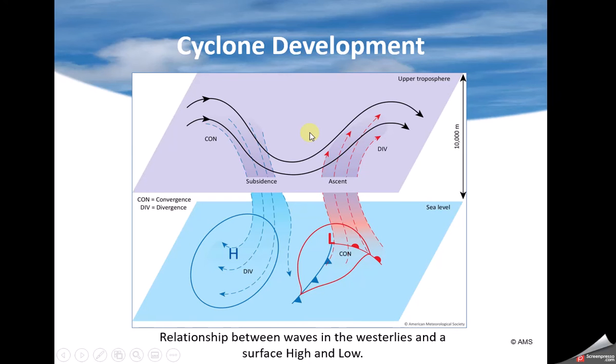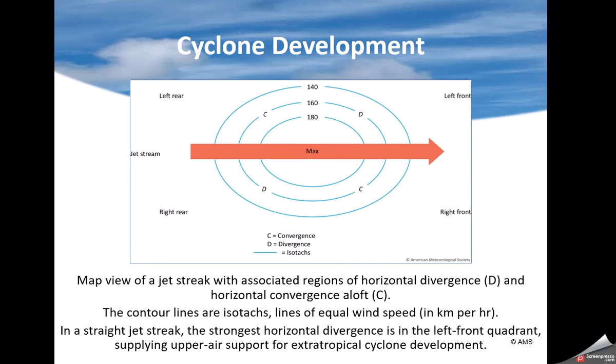And you can see that by looking at the divergence and convergence with this whole pattern here. And here are the jet streaks, where you see this maximum wind. The left front quadrant up here is where a lot of divergence occurs, and in the right rear quadrant. So there are the areas of divergence, and convergence in the other areas.